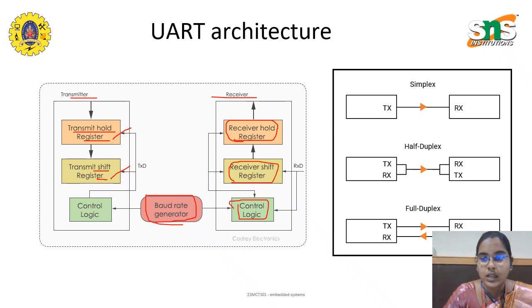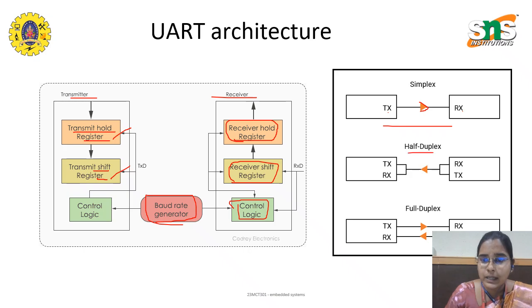Now we need to know about the modes of communication. We have three modes of communication. One is simplex, where we have a transmitter and a receiver, and the data is transmitted in a simple format from transmitter to receiver. No reverse direction is seen here.